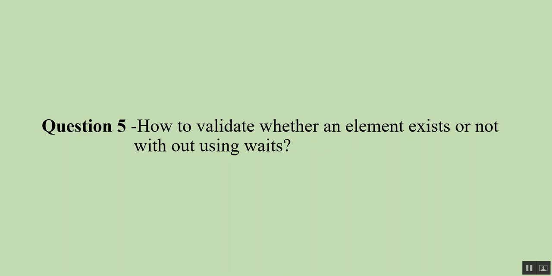Moving on to the fifth question. You know about the implicit waits and explicit waits. I want to check whether an element exists or not without using any waits. So how can I do that? I should not use any waits, but then also I should find out whether an element exists or not.